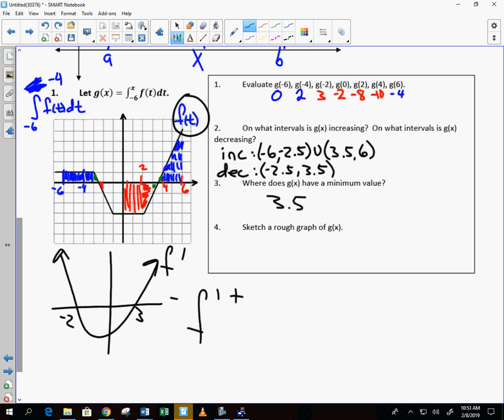It says sketch a rough graph of G. All you would have to do is take these points here and begin to plot them and see what it looks like. So for example, G of -6, you would plot 0. G of -4, you would plot 2. G of -2, you would plot 3, so on and so forth. Could you do that? Make a gentle sketch. This is F. The area collecting is G.